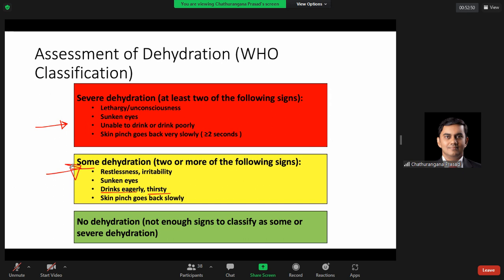So if the child is having diarrhea or vomiting and the child wants water all the time and complains of thirst, that is some dehydration. But if the child is drowsy and very difficult to feed, then of course, there is severe dehydration. So that's the easier way to remember, rather than remembering all these things.